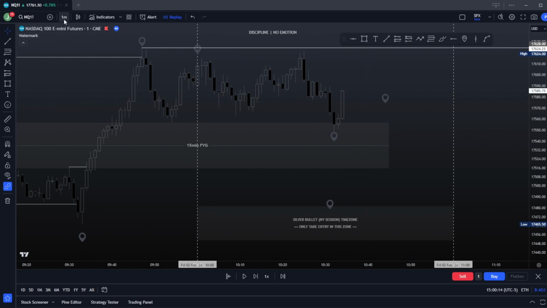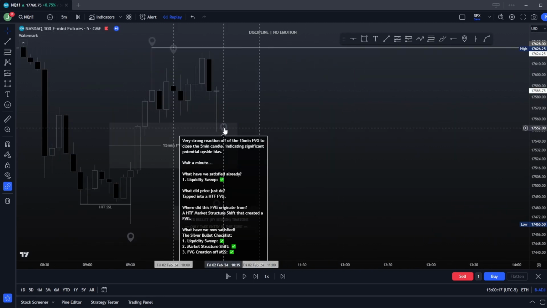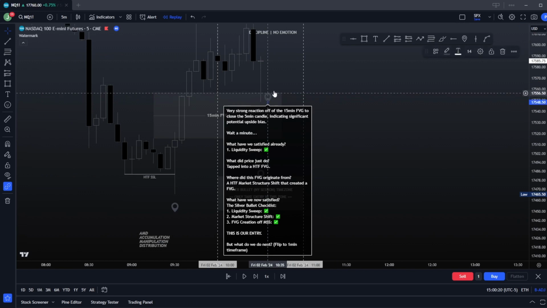Now, let's look at our 5 minute. Very strong reaction off this 15-minute fair value gap into the 5 minute close. This indicates significant potential upside bias. Wait a minute, I already said this, but we already got a liquidity sweep. What did price just do? We tapped into a higher time frame fair value gap. Where did the fair value gap originate from? It originated from our market structure shift that created the fair value gap. So we have now satisfied the entire silver bullet checklist. We got a liquidity sweep, market structure shift, fair value gap.